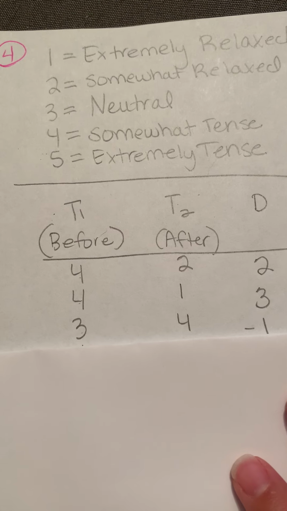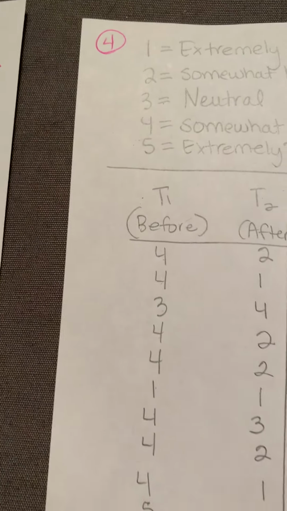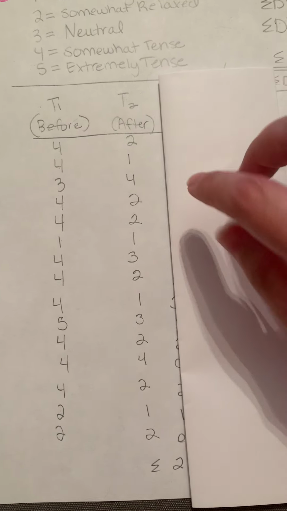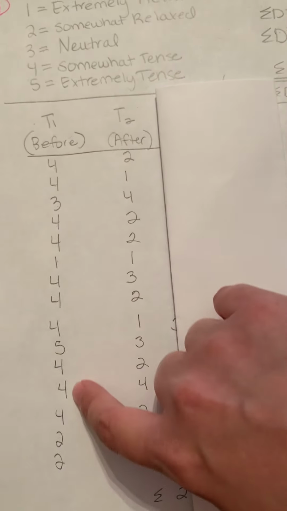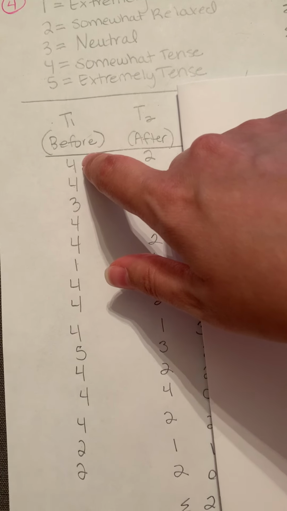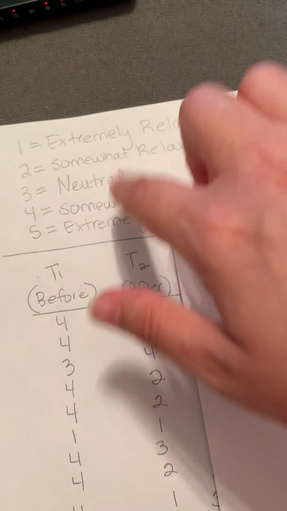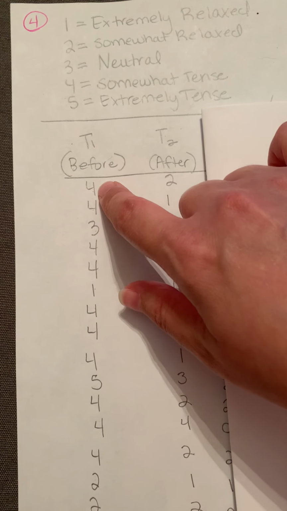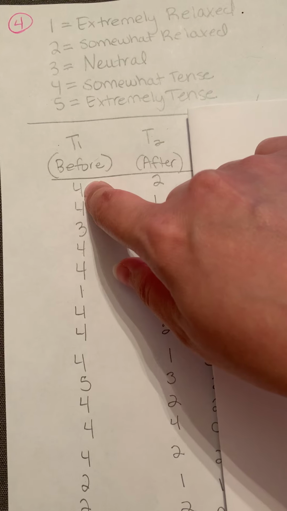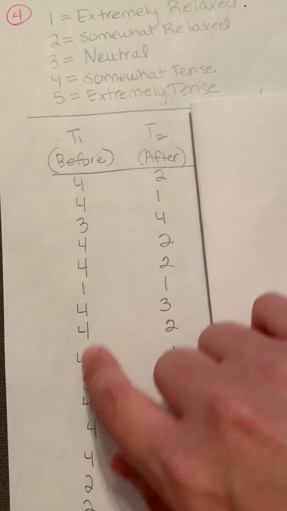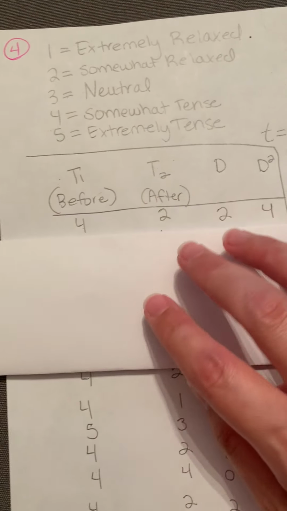In total, I have 15 data points that I worked with, and that's what this here stands for. This first column is what I call time 1, or the before measure. If you participated in this and answered whether you were extremely relaxed, somewhat relaxed, all of these, I coded them. That's what each of these numbers stands for. The 4, again, is someone who was somewhat tense beforehand, somewhat tense beforehand, neutral beforehand, and so on, and each of these pairs represents that one person.